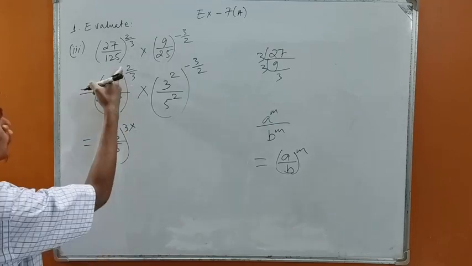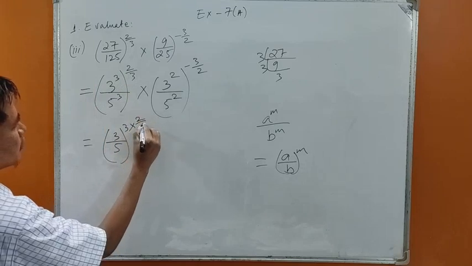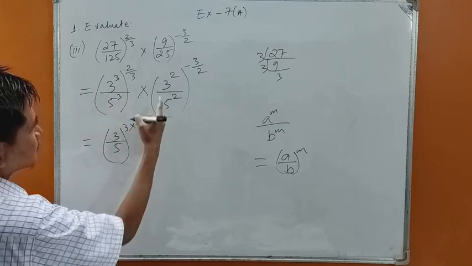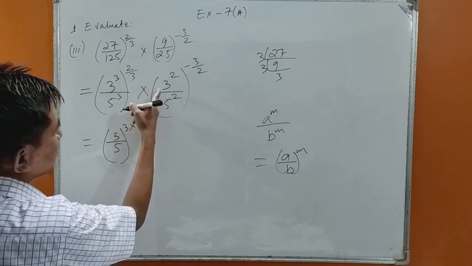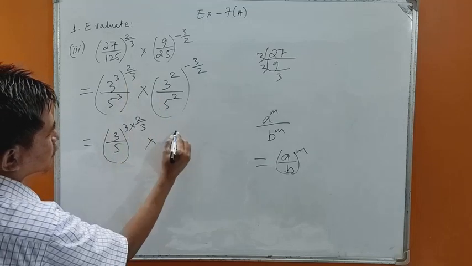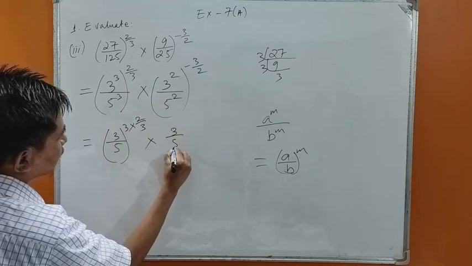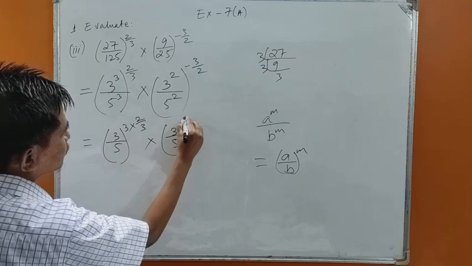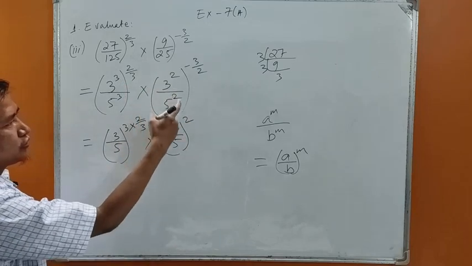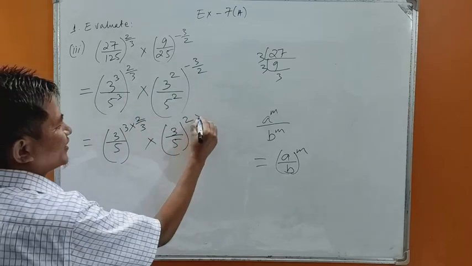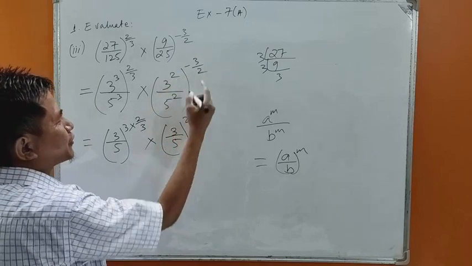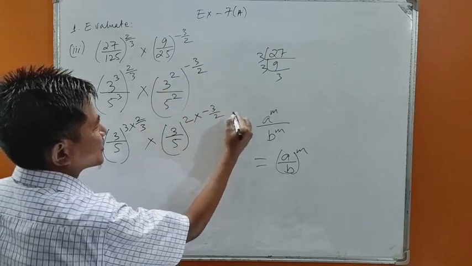Into, we already have 2 upon 3. We should not forget that 2 upon 3. Into this 3 upon 5, the power is squared and squared. So let's do the same thing here. 3 upon 5 whole squared. Into, we already have minus 3 upon 2, minus 3 upon 2, isn't it?